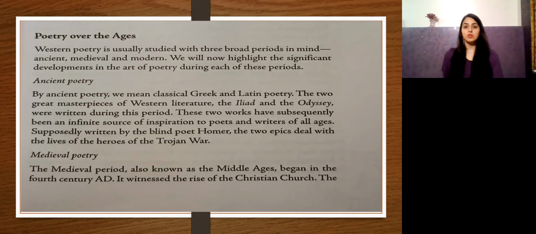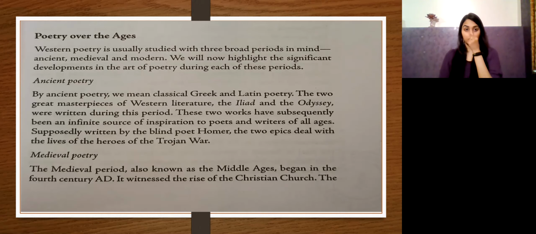First of all, let's see what's the introduction to it. Western poetry is usually studied with three broad periods in mind. Which are the three periods of poetry? It's the ancient period, the medieval period, and the modern period. Ancient, everyone knows, the very old period, that means when poetry actually started. So that is known as poetry over ages.